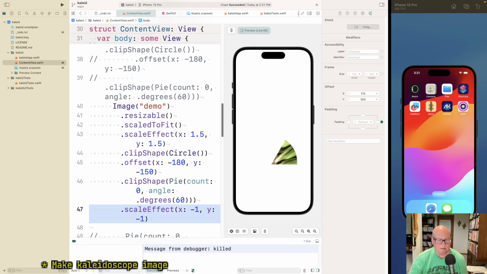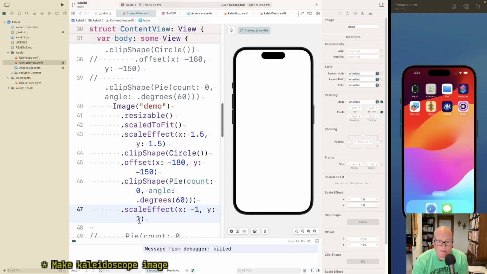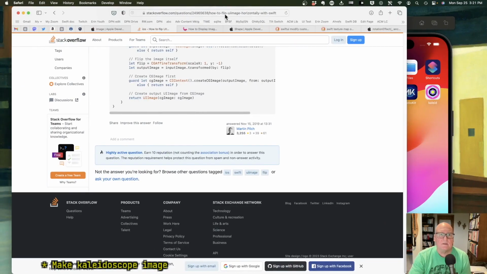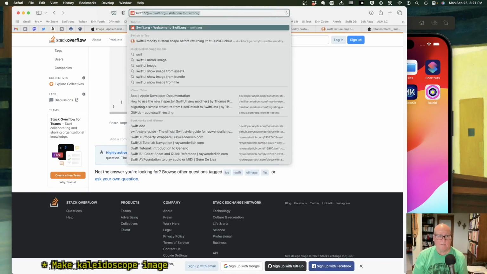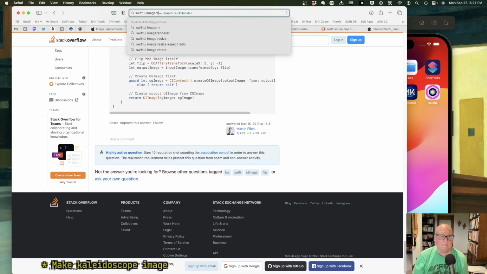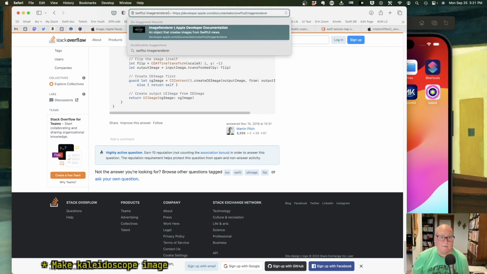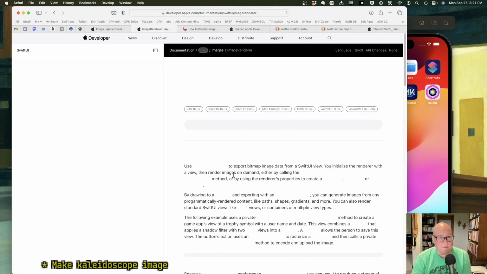Well, no, I thought that should flip the X and Y axes. Maybe X is not the best one. No. For an image using an image renderer. Alright, let's look at image renderer. Creates images from views.